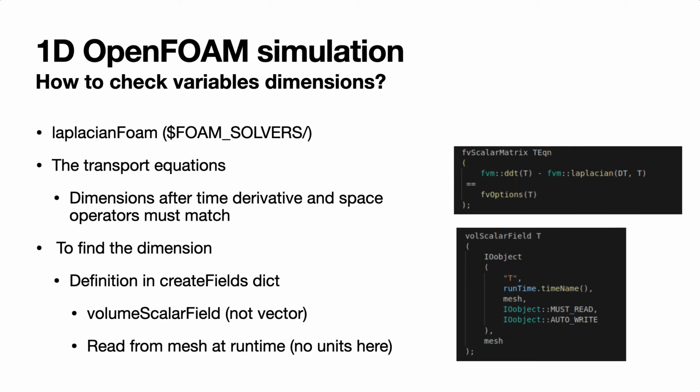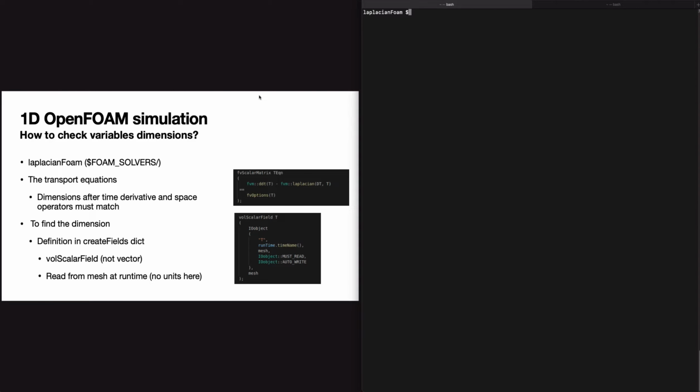Another thing that we need to be aware of is that OpenFOAM is a dimension-aware solver, which means that it takes into account the dimension of each variable that we are solving. So in order to be consistent, we need to check if the variables that we are solving have the same dimensions that we want them to have. In order to check that, we can just go into the source code and see the dimensions.